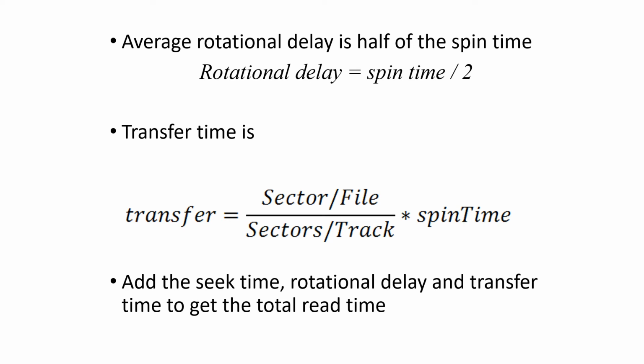The transfer time and the rotational delay can be calculated. The rotational delay is just 1/2 of the spin time, which you calculated earlier. The transfer time takes the sectors per file, which we just calculated, divides that by the number of sectors on a track, and then multiplies that by the spin time, which we calculated. That gives you the transfer time. Add them all up with the seek time, and you get the total time.